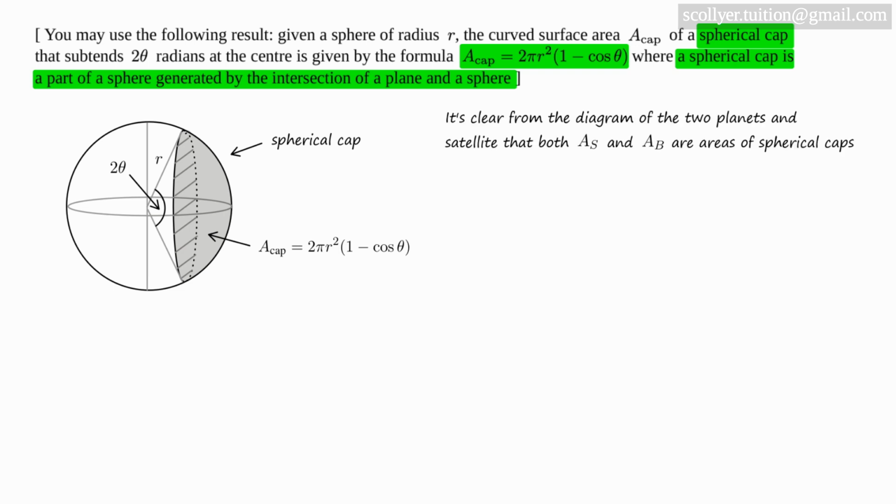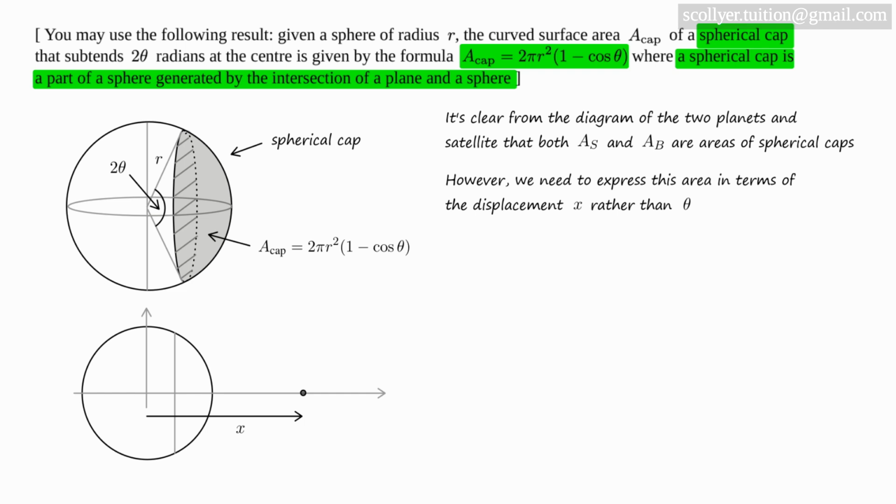So we can see from the diagram earlier that both AS and AB are the areas of spherical caps. But we want to express these areas in terms of a displacement x rather than an angle theta. So here we have the planet and the satellite at a displacement x, and the tangent line makes a right angle to the radius by circle geometry. And since this is the angle theta, then we have cos theta equals r over x, so that the formula for the area of the cap becomes 2 pi r squared into 1 minus r over x.